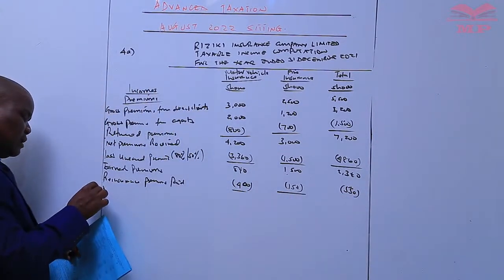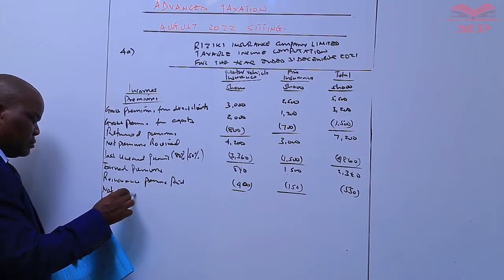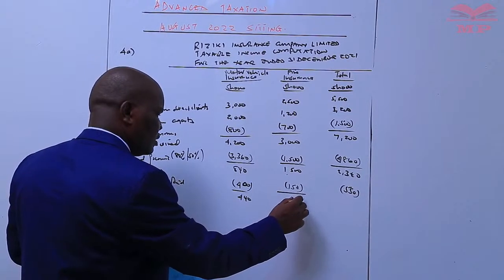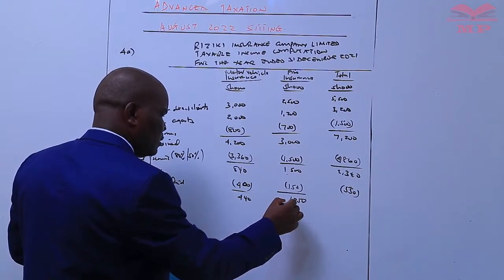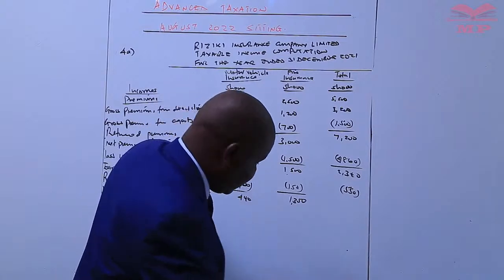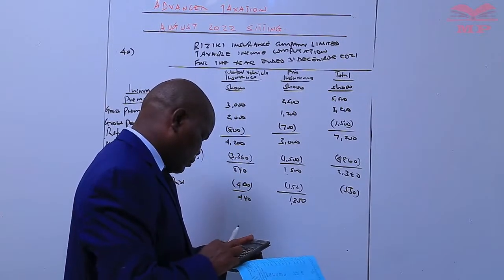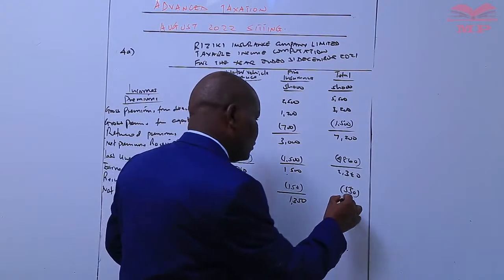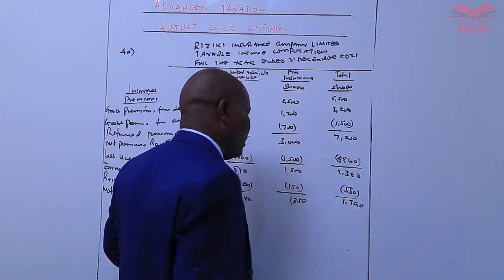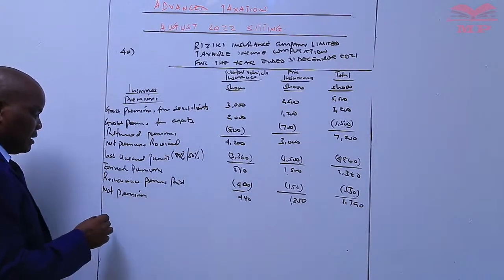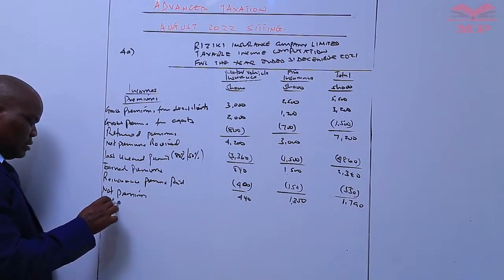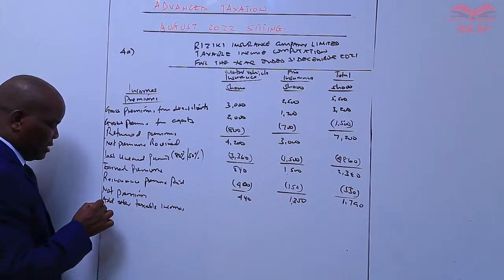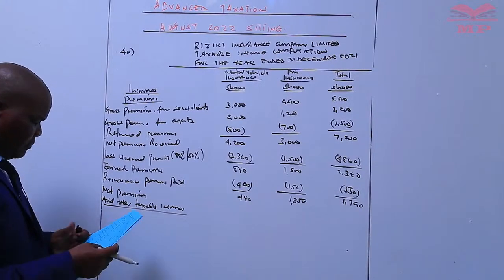We get net premiums. This is 440. This is 1350. 1350 plus 440 should be 1790. Up to there, we now bring in other taxable income. So say add other taxable income. So we separate the other incomes and only use those that are taxable.